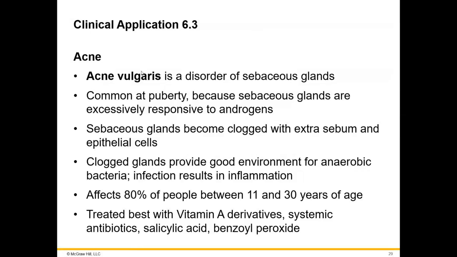Okay, speaking of acne, or acne vulgaris, this is a disorder of sebaceous glands, common at puberty because those glands tend to produce excessive amounts of sebum, in response to the androgens or hormones. The sebaceous glands become clogged with extra sebum and epithelial cells, and this provides a good environment for anaerobic bacteria, so infection and inflammation will result. About 80% of people between the ages of 11 and 30 will get this. Treatment, we treat best with vitamin A derivatives, systemic antibiotics, salicylic acid, and benzoyl peroxide.